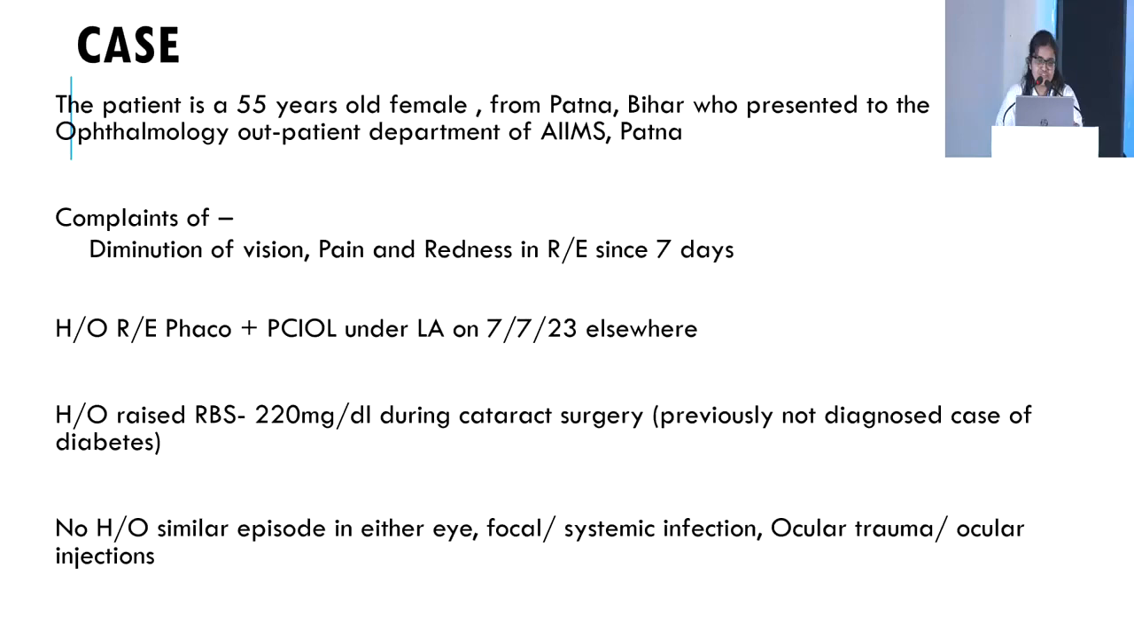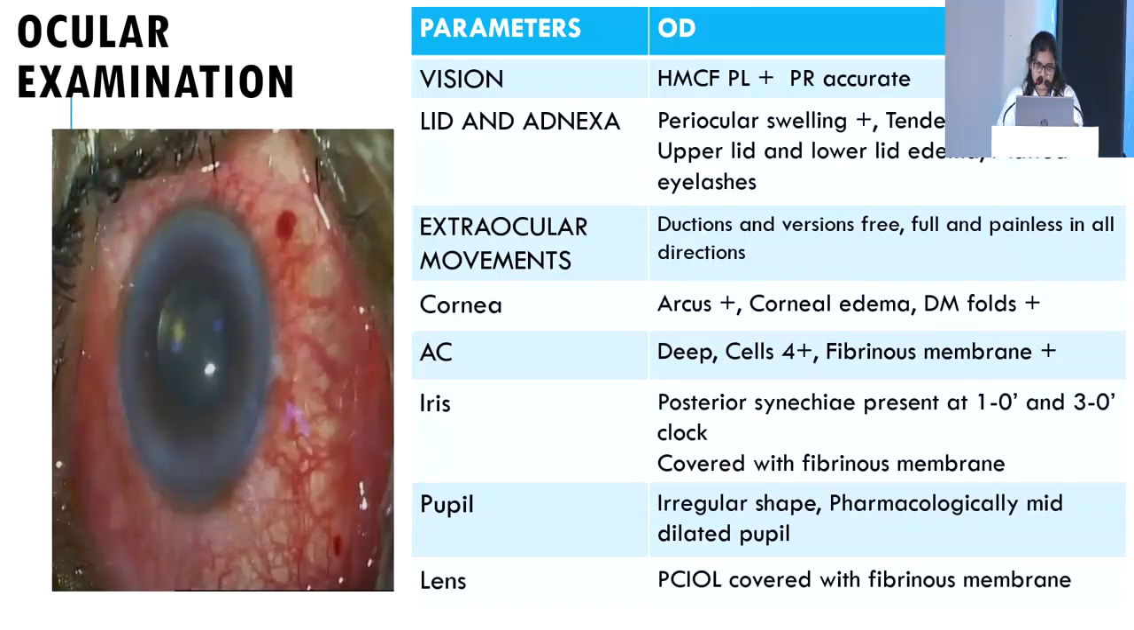Our case is a 55-year-old female from Patna, Bihar, who presented to our OPD with complaints of diminution of vision, pain, and redness in the right eye since 7 days. There was a history of right eye phaco, which was done elsewhere, and a history of raised RBS, which was not known during the cataract surgery. On ocular examination, her vision was hand movement close to face with PL positive and PR accurate. There was periocular swelling with tenderness and edema of the upper and lower lid and matting of lashes.